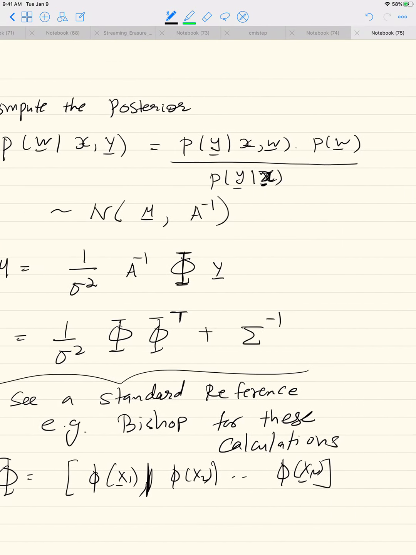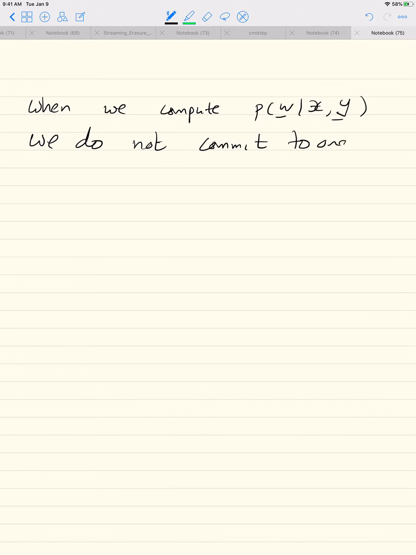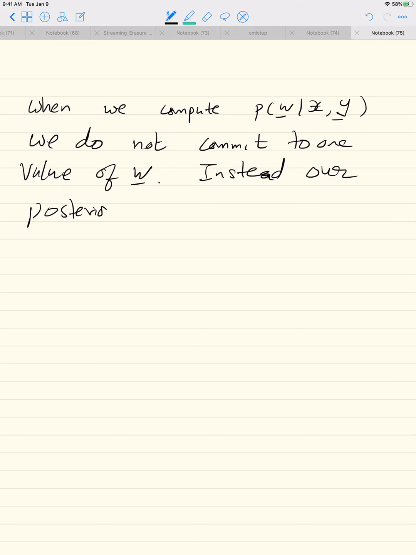So the key point is that when we compute P of W given X and Y, we do not commit to one value of W. Instead, our posterior assigns a weight to each W.